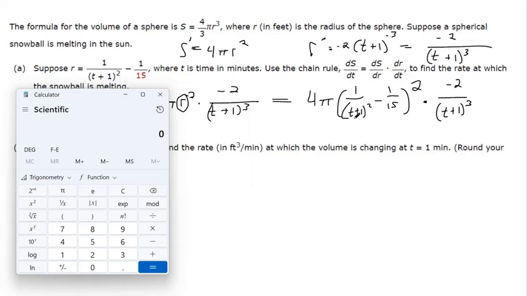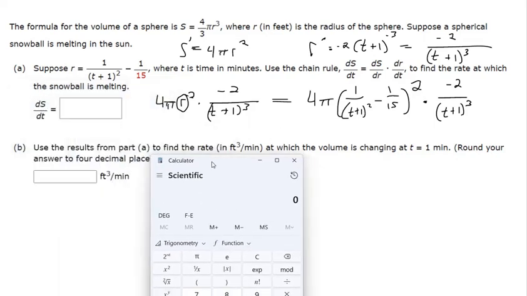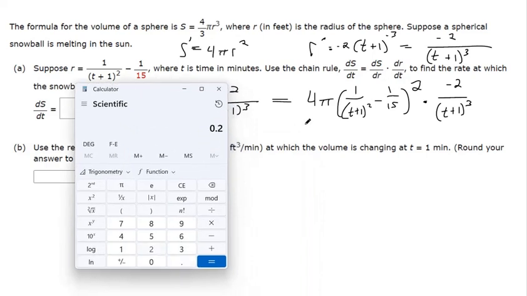So 1 plus 1 makes 2, 2 squared is 4, so that's 1/4. It says round to decimals, that's good. So 1/4 is 0.25. I don't know what 1/15 is. So 0.25 subtracted by that answer, we need to square it, then multiply by pi, then by 4. So here's what I've got so far. Then I'm going to multiply that by this. So that's 2 to the third. So that's going to be negative 1/4 over there.